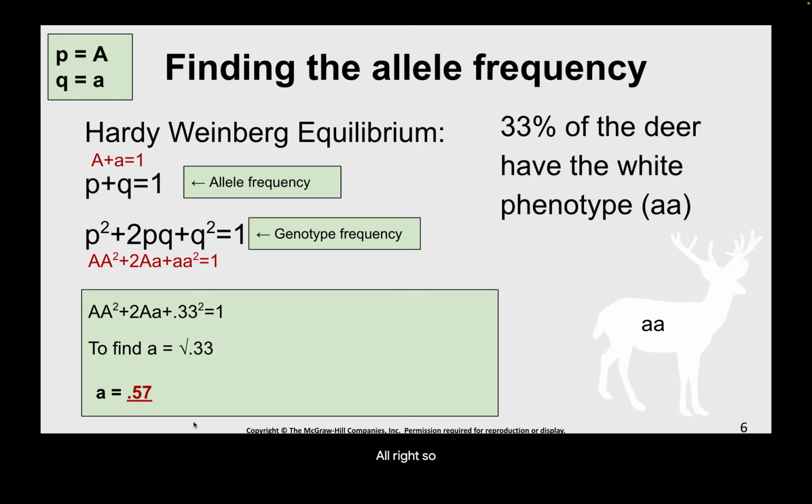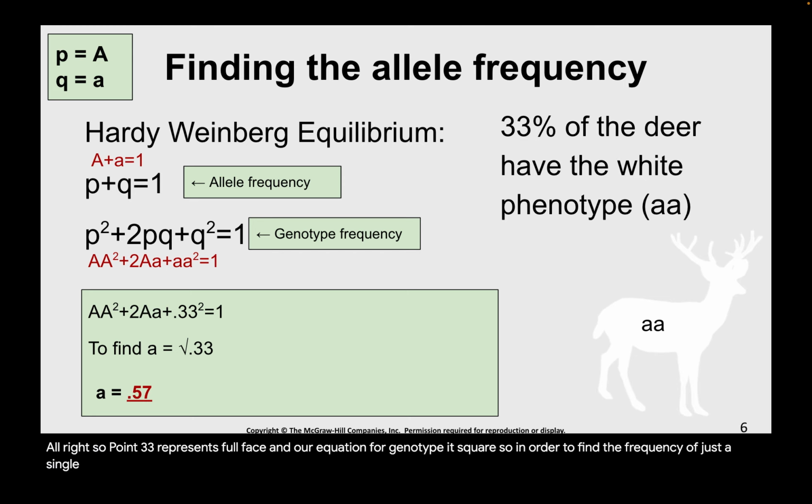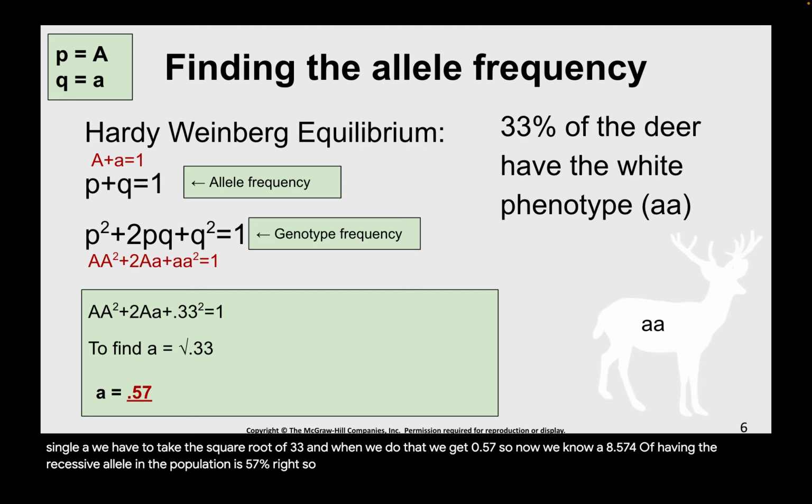So 0.33 represents both A's, and in our equation for genotype, it's squared. So in order to find the frequency of just a single A, we have to take the square root of 0.33. And when we do that, we get 0.57. So now we know lowercase a equals 0.57. The frequency of having the recessive allele in the population is 57%. So we have found the frequency of one of our alleles already.